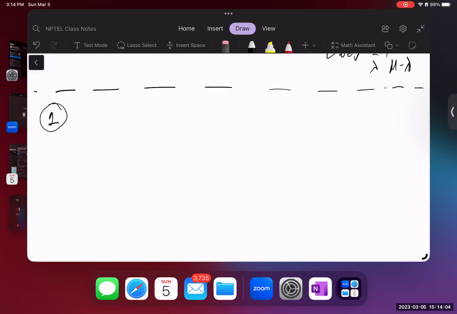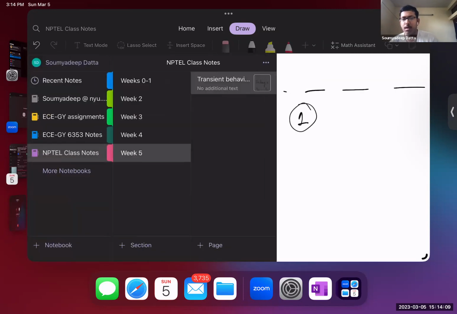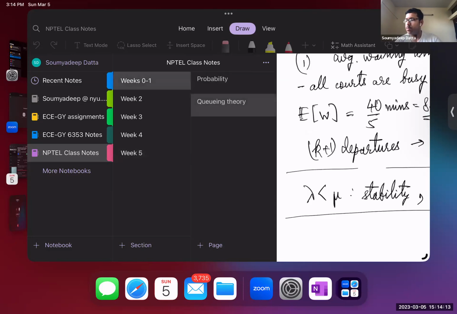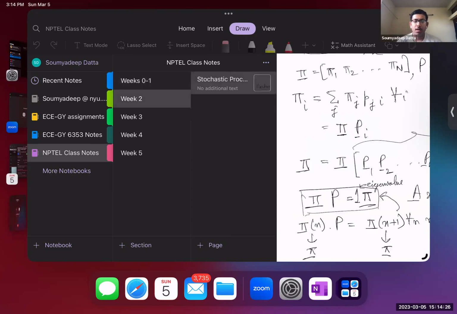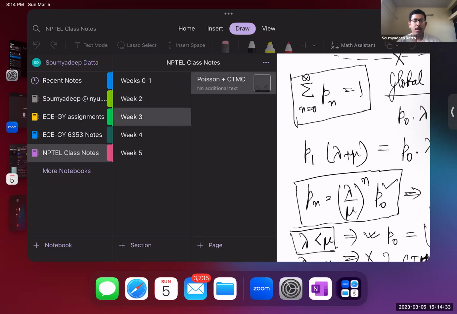Fine. So here's the thing. I'll just start from the top. You know about the Markovian queue. In the previous sessions, I have been covering week by week. We have discussed probability, queuing theory, stochastic processes, discrete time Markov chains, and then further properties of Poisson processes and continuous time Markov chains.